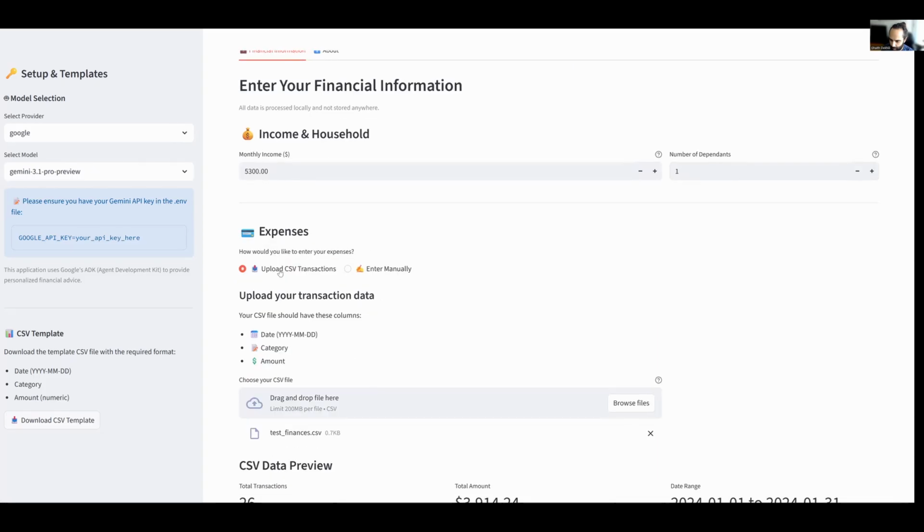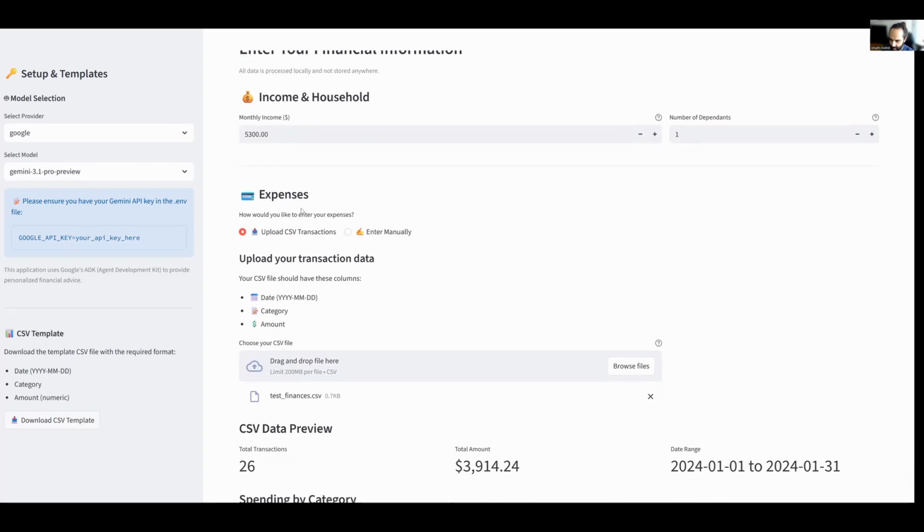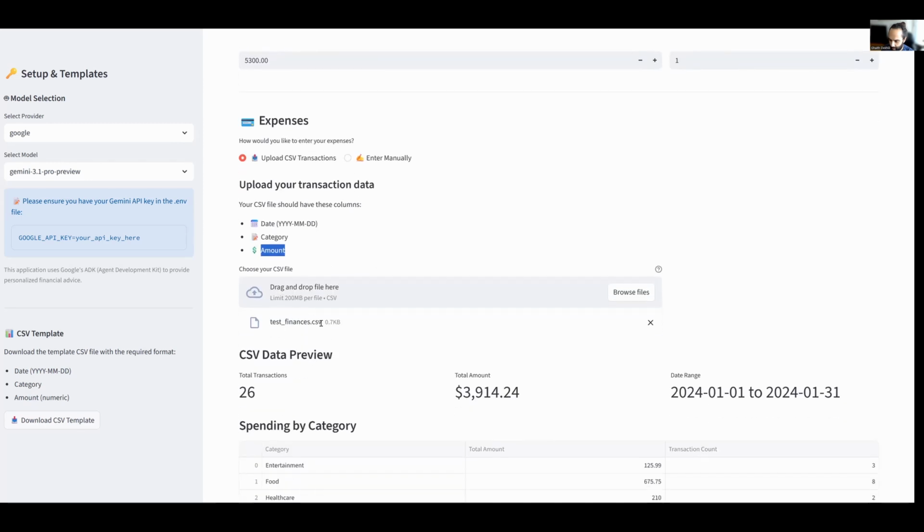We have two ways to insert our expenses. Either you upload a CSV file, and you have the format specified here. You need to put the date of each transaction, the category, and the amount. So in my case, I've already prepared a test CSV file. It's just a toy example where I put some expenses just to show you how our financial coach works.